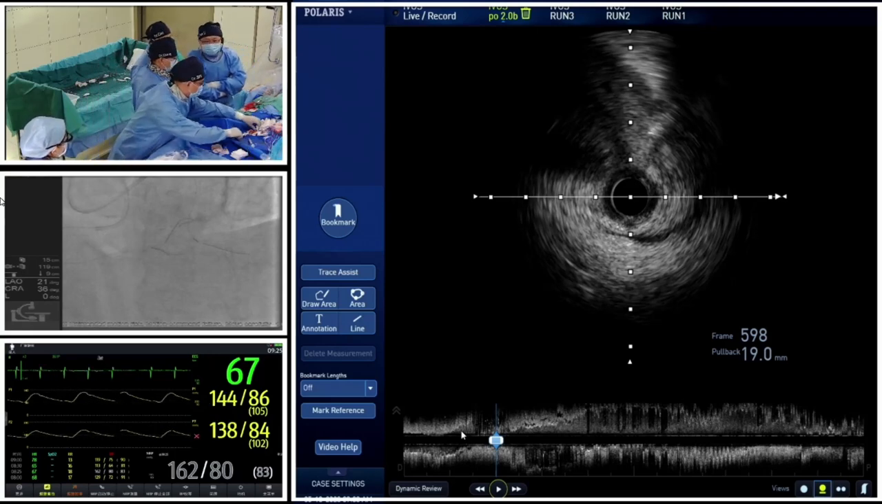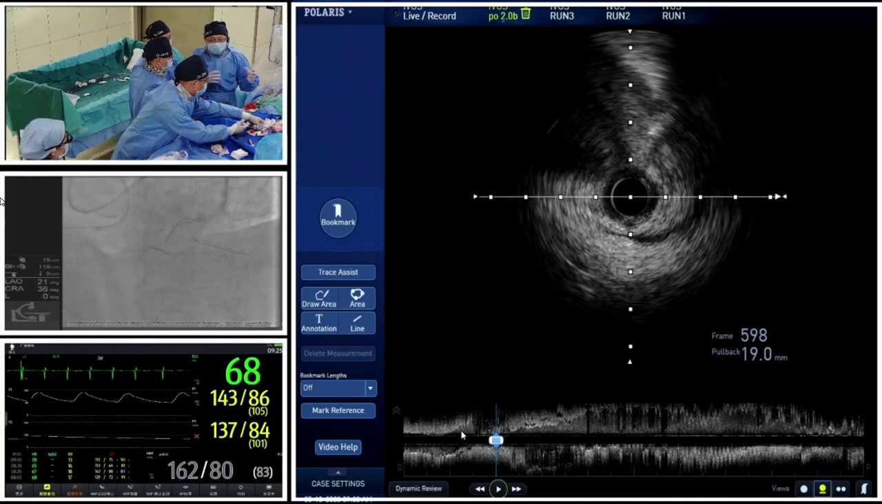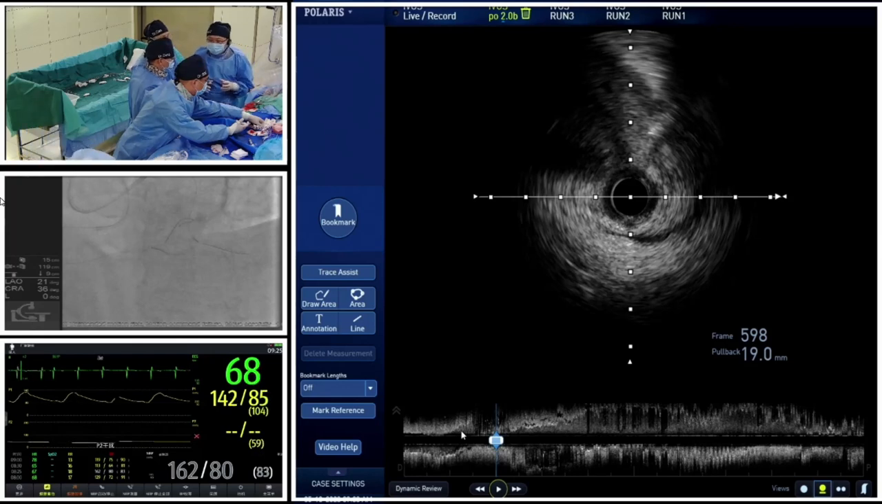Yes. And for this kind of case, we have more chance next time when we do angiogram. Yes. The RCA already recanalized. Yeah, because the wire already came to the distal tournament. What we need is just for the hematoma to resolve.